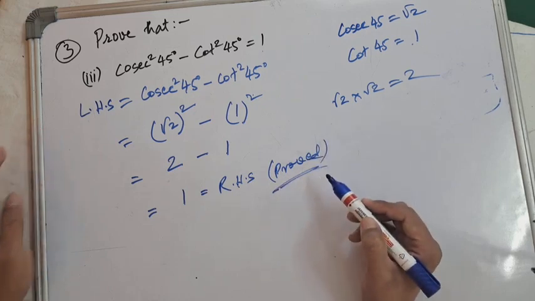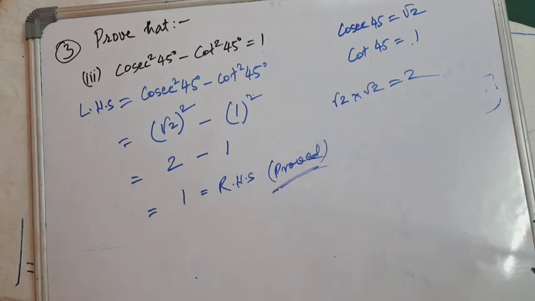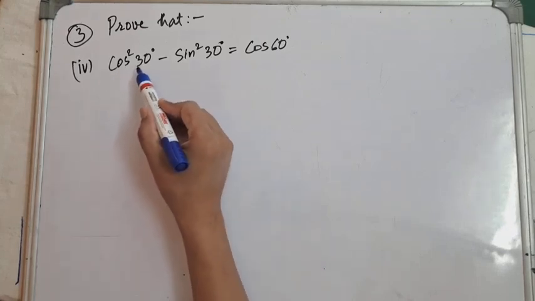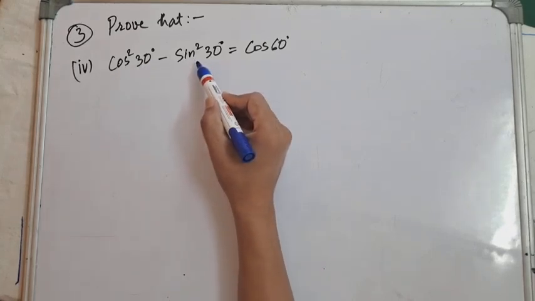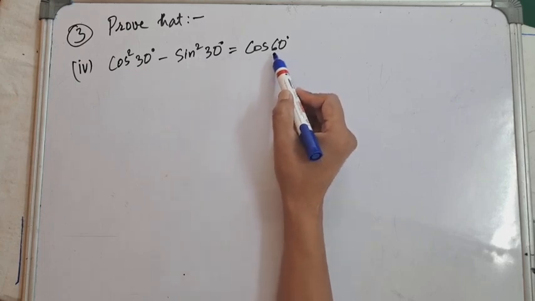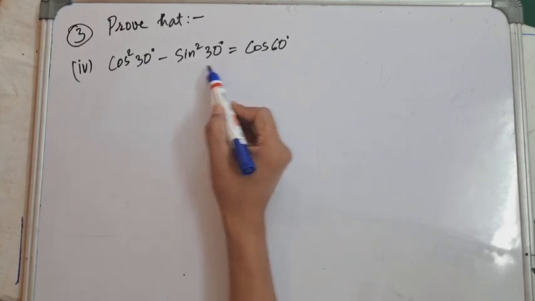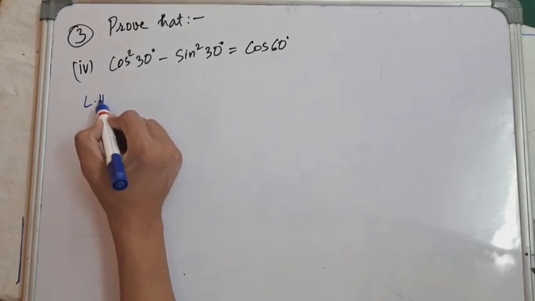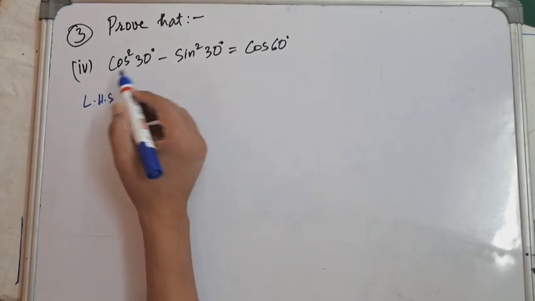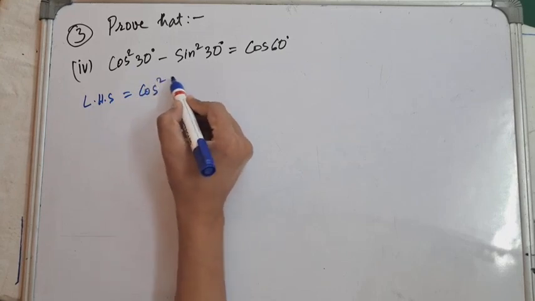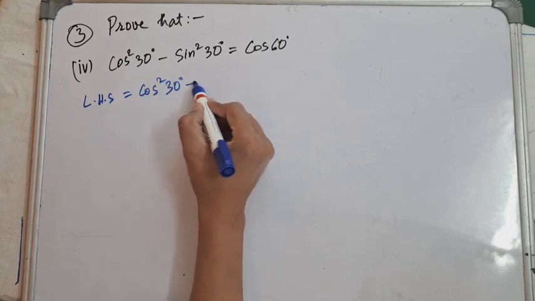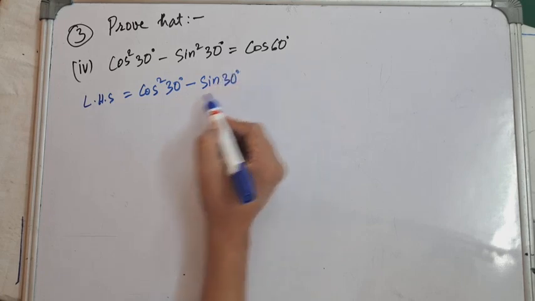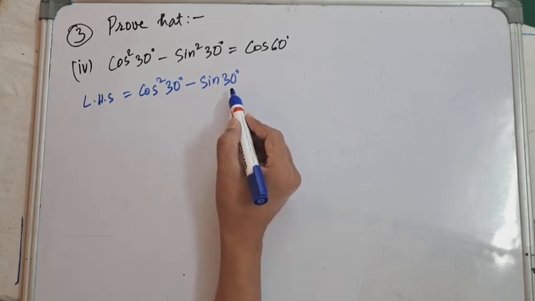Now let us do question number 4 of 3. Prove that cos square 30 degree minus sin square 30 degree equal to cos 60 degree. So we are going to use this and prove this equal to cos 60 degree. So left hand side equal to cos square 30 degree minus sin square 30 degree. This is what we have in the left hand side.